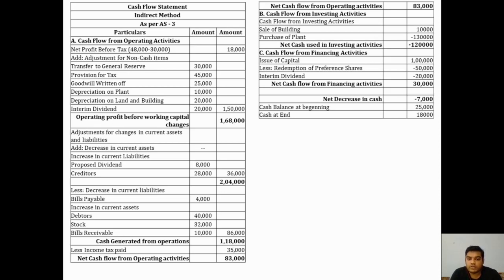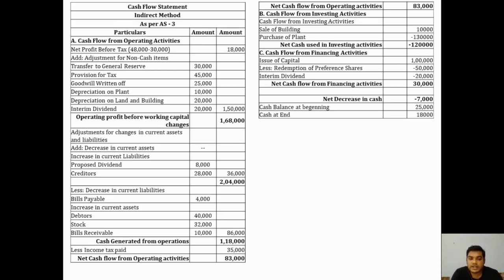So those things we have to subtract from this. If we see the aggregate, that is the total: 4,000 of bills payable, 40,000 of debtors, 32,000 of stock, plus 10,000 of bills receivable. Together it will come to 86,000. So the 86,000 has to be subtracted from 2,04,000. The answer we get here is 1,18,000. That is called cash generated from operations.